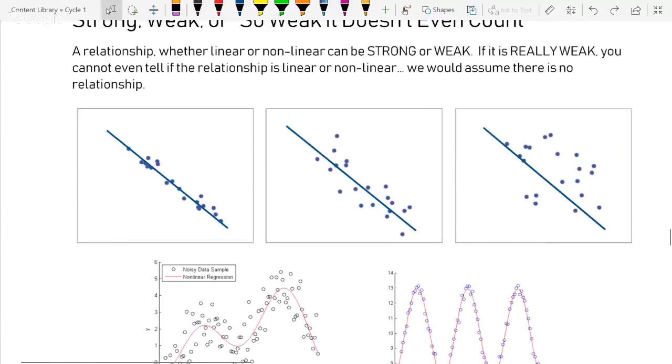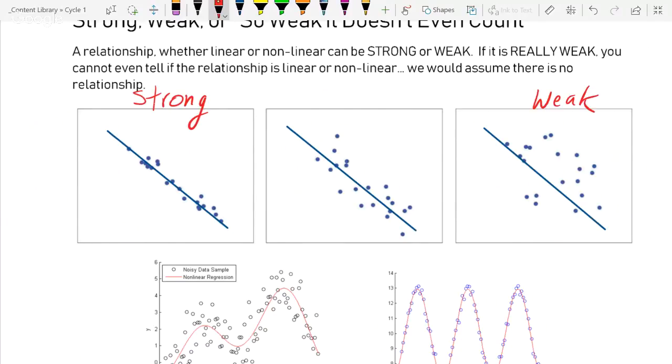So it's not enough to say what kind of relationship is there. We also have to ask how strong is that relationship? And we use some really technical language here. We call this a strong relationship, and we call this a weak relationship. And we use a slightly more mathy word here. We say this is moderate. So strong, weak, or moderate.